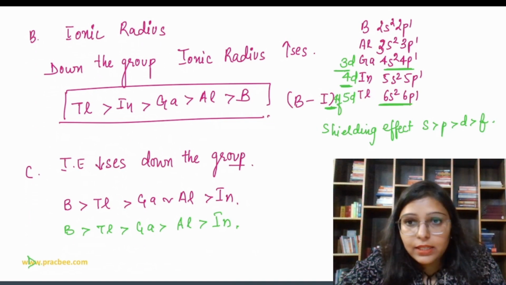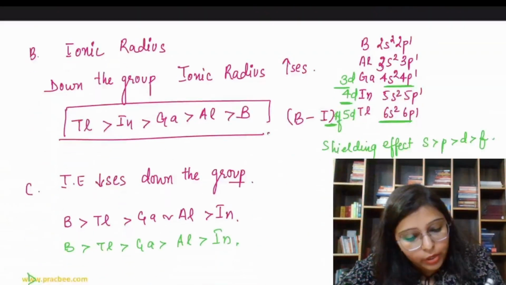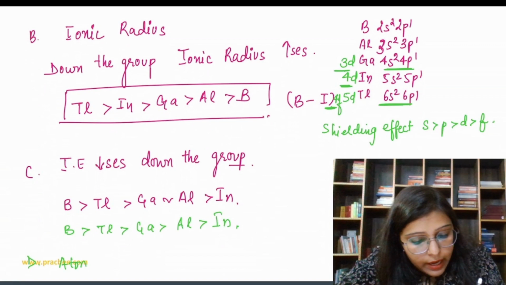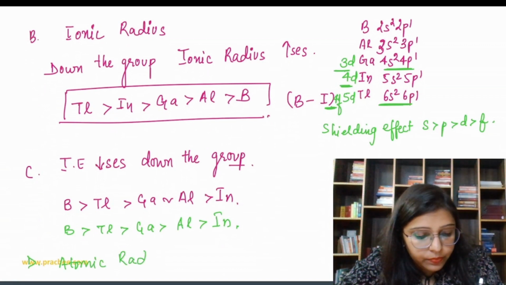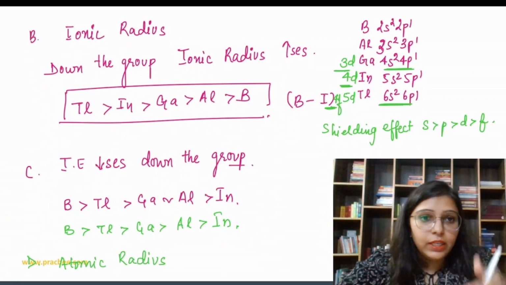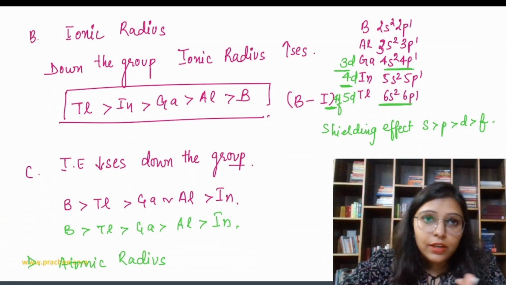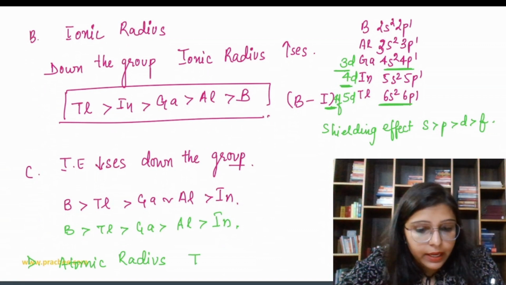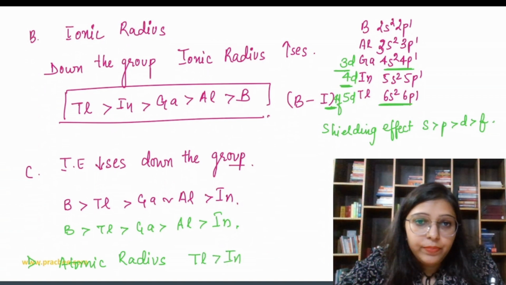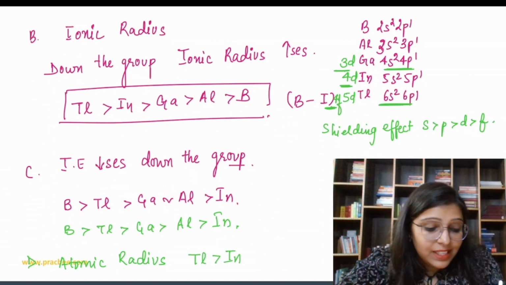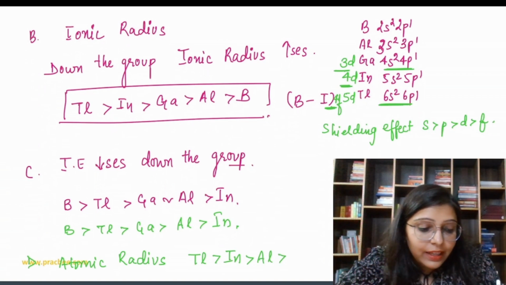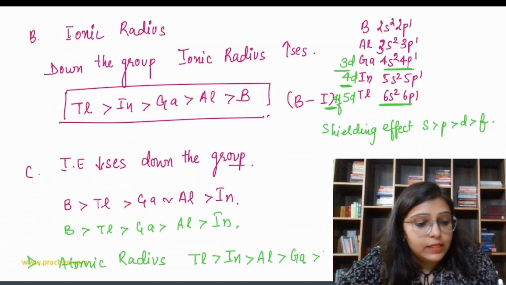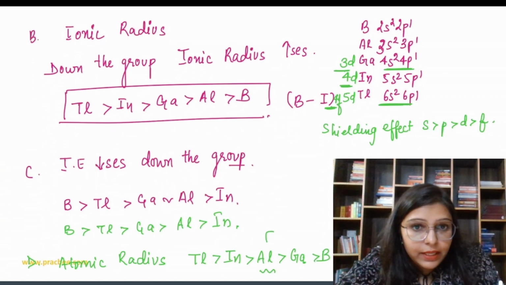Now the last is the atomic radius trend. On moving down the group, size increases. So it means we have the largest for thallium, then we have indium. Now aluminium size is slightly greater than gallium. Slightly greater than. Aluminium size is slightly greater than.